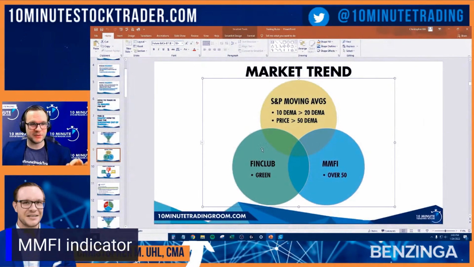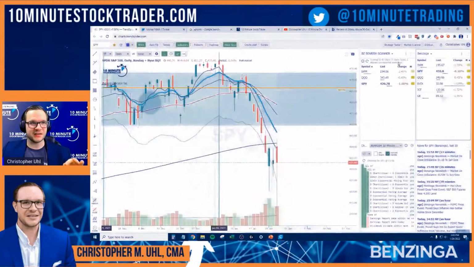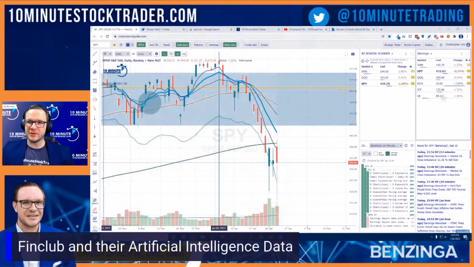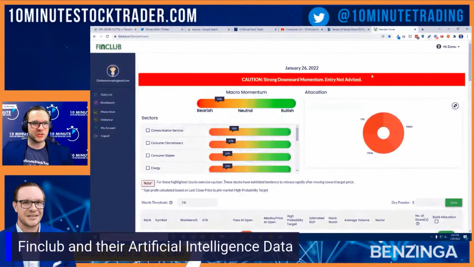Then the last thing that we use is FinClub. This is artificial intelligence data that we use. And inside of FinClub, I'm pulling it up again. I have managed to close everything on accident. Inside of FinClub, they give what they call the market trajectory. And the market trajectory is this big light right at the top of the screen. We want to have that be our timing.